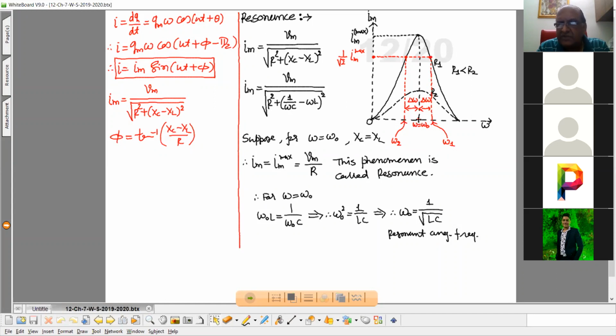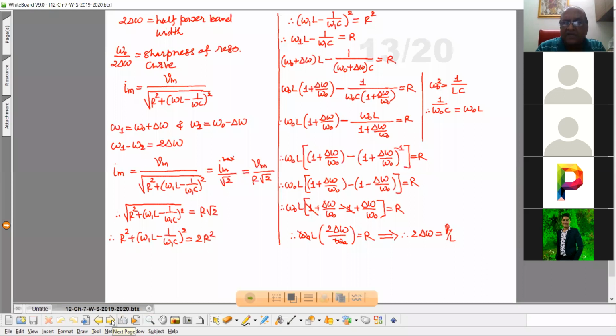And now with respect to omega 0, omega 1 and omega 2 are both at a difference of delta omega. So omega 1 minus omega 2 is called half power bandwidth, because for these particular angular frequencies we are getting the current I maximum by root 2, and corresponding to this current we have half power in the circuit, and therefore this is called half power bandwidth. Clear to all of you? So this 2 delta omega is called half power bandwidth, because at that time the power is half in the circuit.